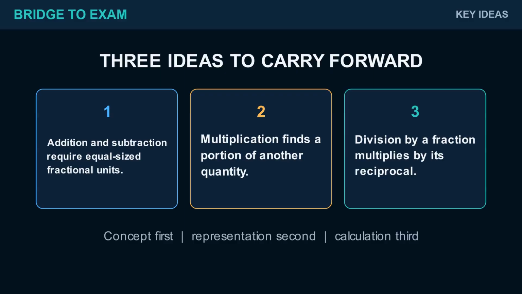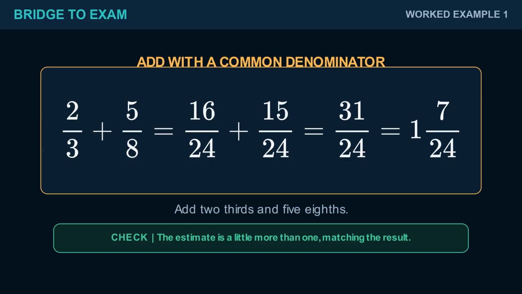3 ideas organize the lesson. First, addition and subtraction require equal-sized fractional units. Multiplication finds a portion of another quantity. Division by a fraction multiplies by its reciprocal.